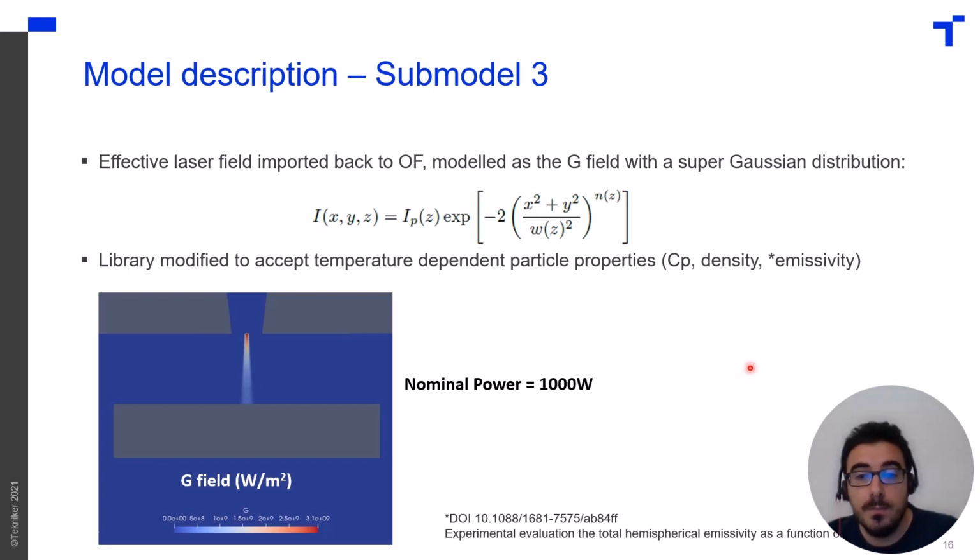So once we have imported our laser field back into OpenFOAM, it looks like this in a cross section. So you can see that the laser is more intense, is actually focused inside the nozzle, and then it diverges towards the substrate.